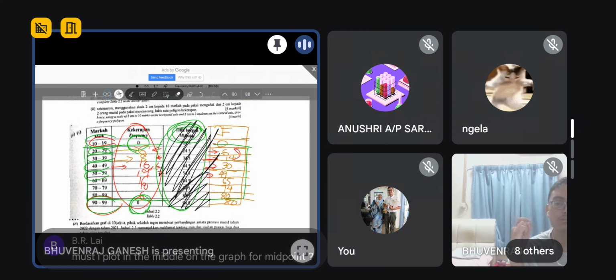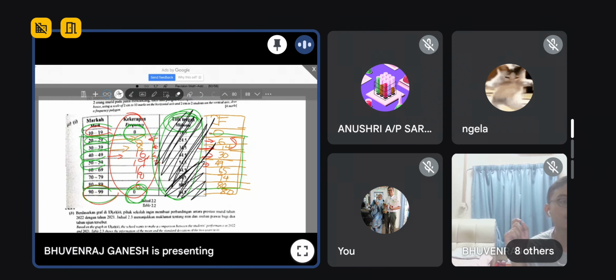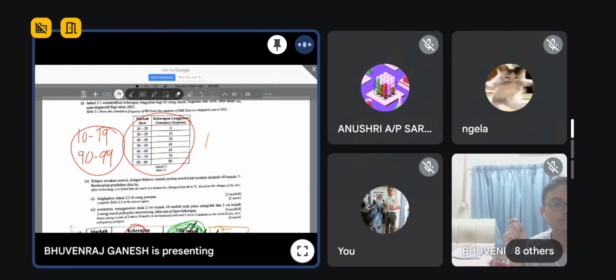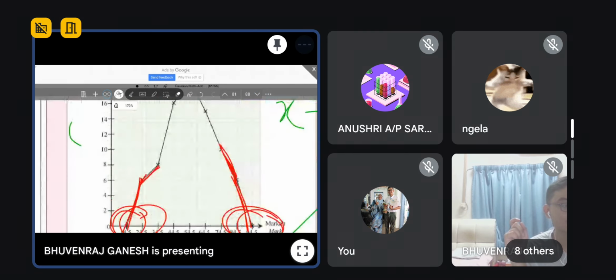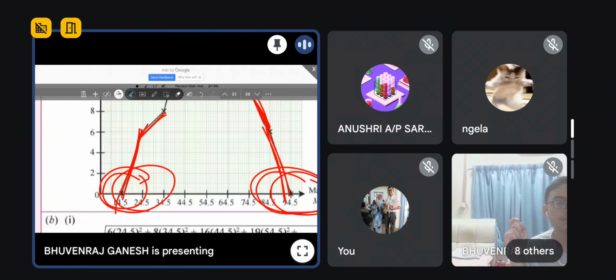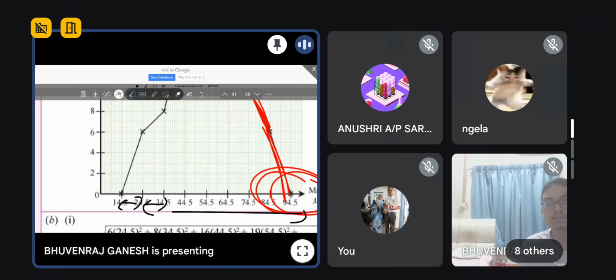Must I plot in the middle of the graph for midpoint? No need. Follow the scale. You see over here. If you look at the scale, they follow only 2 cm, 10 unit. Am I right? 2 cm, 10 unit. It increases by 10 until the end. So you no need to plot in the middle of the graph. You use the big line, this solid line over here. All the solid lines you use.